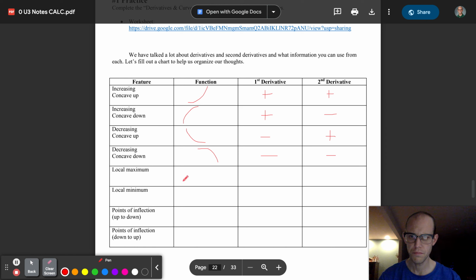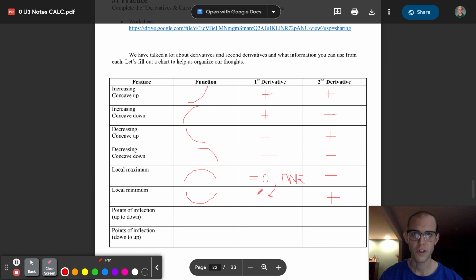A local maximum would look like this. That would be when we have something that's concave down. So that means the second derivative would be negative. And it occurs when the first derivative is 0 or undefined. The local minimum looks like this, which would be concave up, a second derivative that's positive, and the same thing when the first derivative is equal to 0 or does not exist.